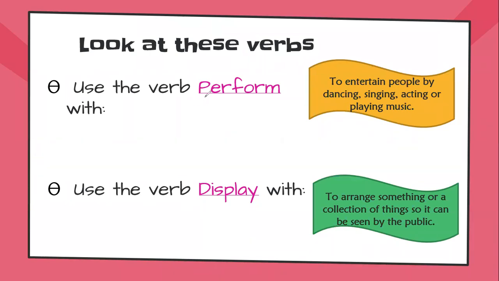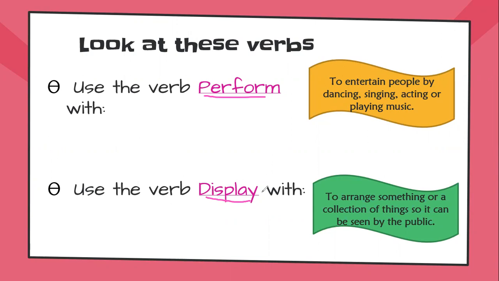Look here. Here we have the verb perform and the verb display. So what is the difference between those verbs? In this case, we use perform when people are seeing someone who is dancing, singing, acting, or playing. So perform is to entertain people, the audience. But how? By dancing, singing, acting, or playing music.